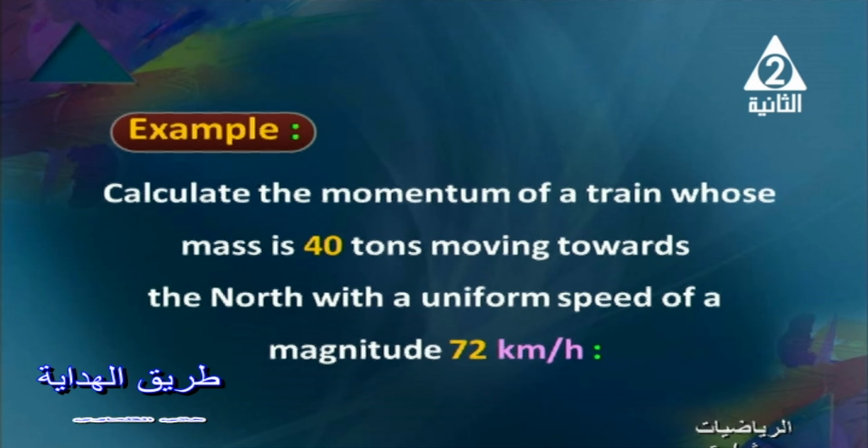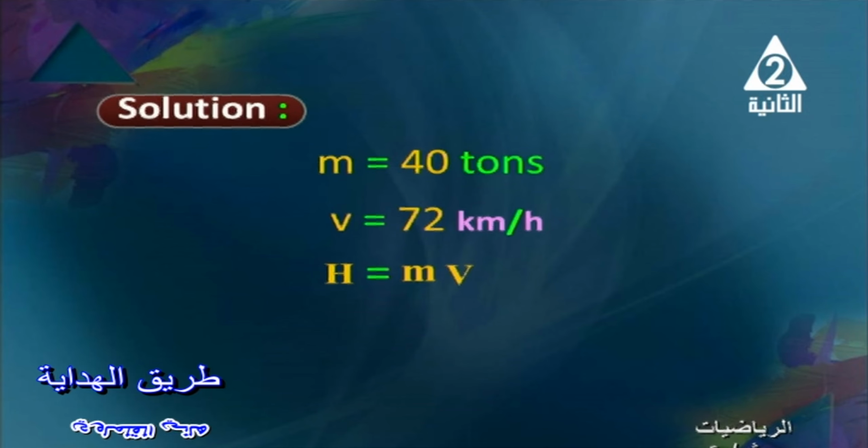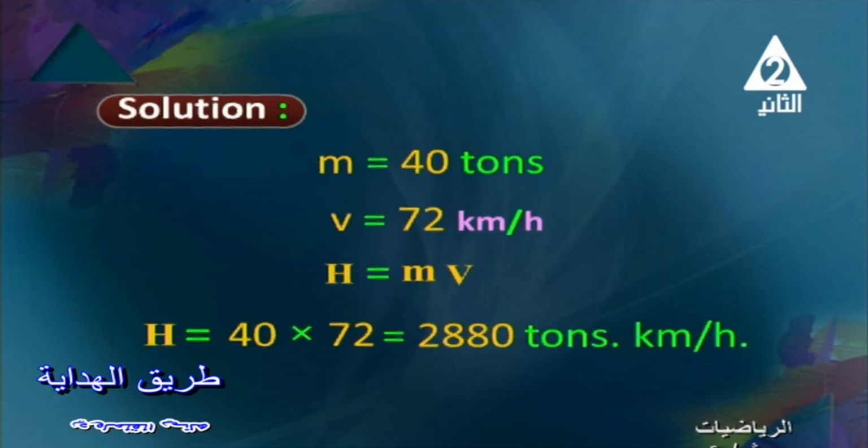Let's start with the first example. Calculate the momentum of a train whose mass is 40 tons moving towards the north with uniform speed of magnitude 72 kilometer per hour. The mass equals 40 ton and the velocity 72 kilometer per hour. The momentum h equals m multiplied by v. M equals 40 and the velocity v equals 72, so h equals 40 multiplied by 72.